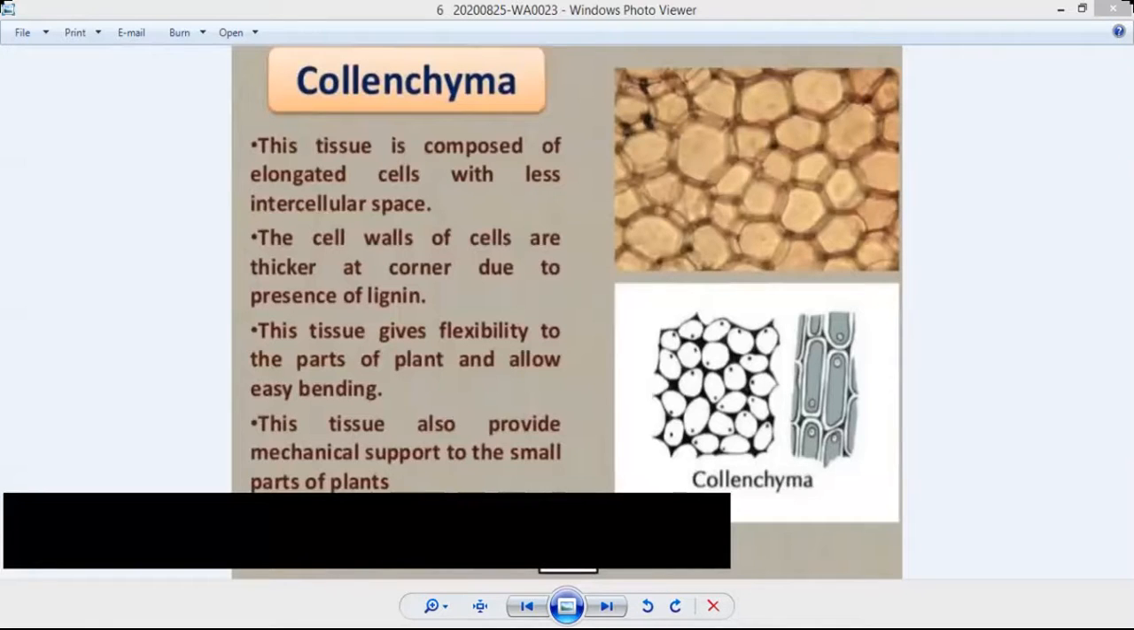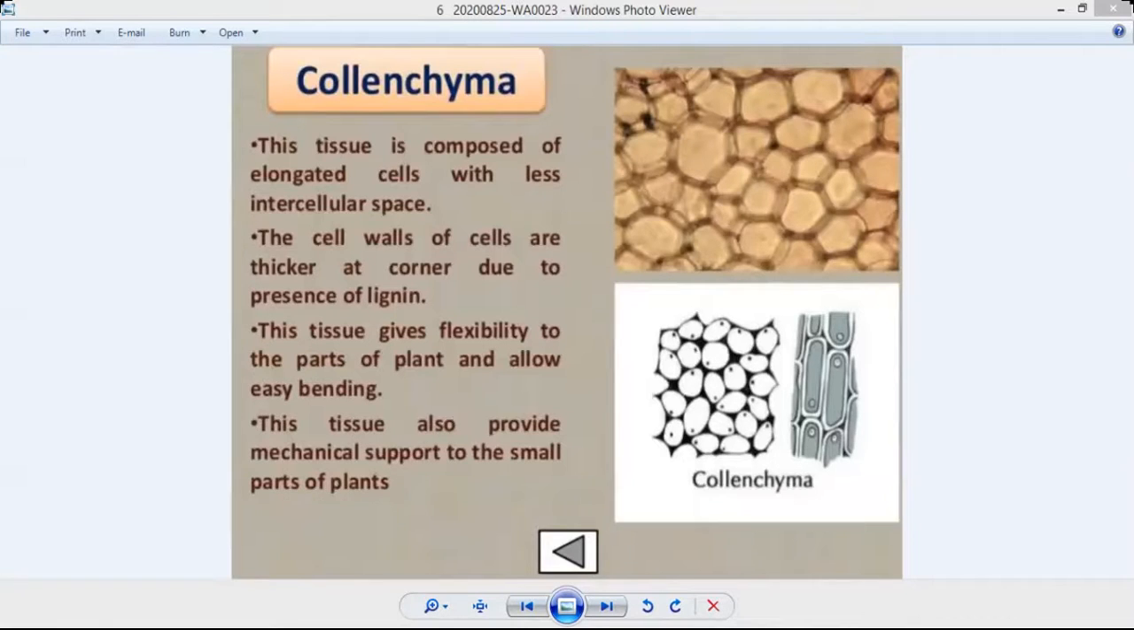Let us compare with parenchyma cells. We have studied that parenchyma cells are loosely packed and thin walled and have intercellular space. And what about collenchyma? This tissue is composed of elongated cells with less intercellular space. The space in between the cells is less. And what about the cell wall?